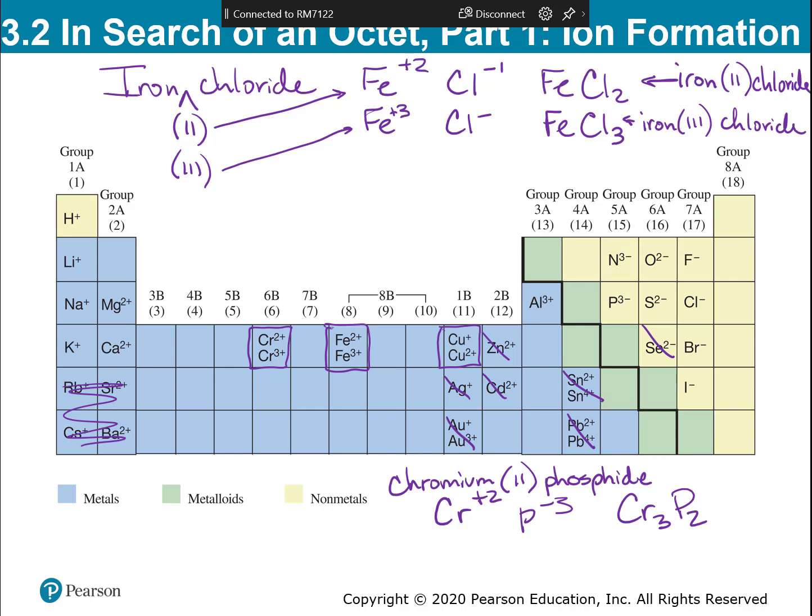What if I had this? Cu3N. What's the name? It's copper nitride, but because it's copper, I can't just say copper nitride. It's not copper 3, right? The Roman numeral does not tell you the number of coppers. What do you have to do?